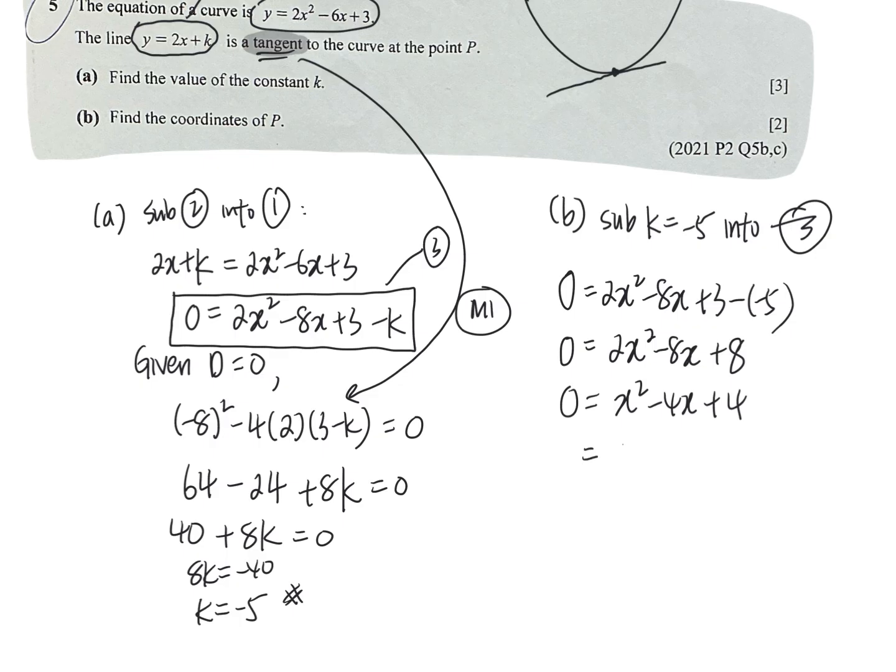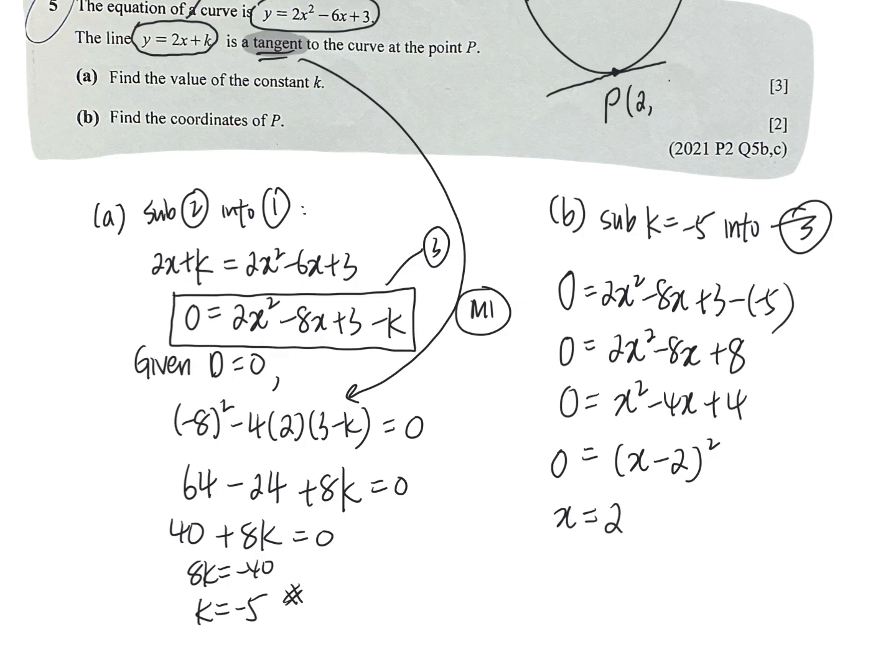Which if you go and factorize or you use quadratic formula or whatever you can think of, you will end up having this. Quadratic formula, completing the square, factorization, all three methods can work. You choose the one you like. And then you will be able to solve for x being 2. So this is the x coordinate of the point P. This is the point P. And you have just solved that the x value is 2.